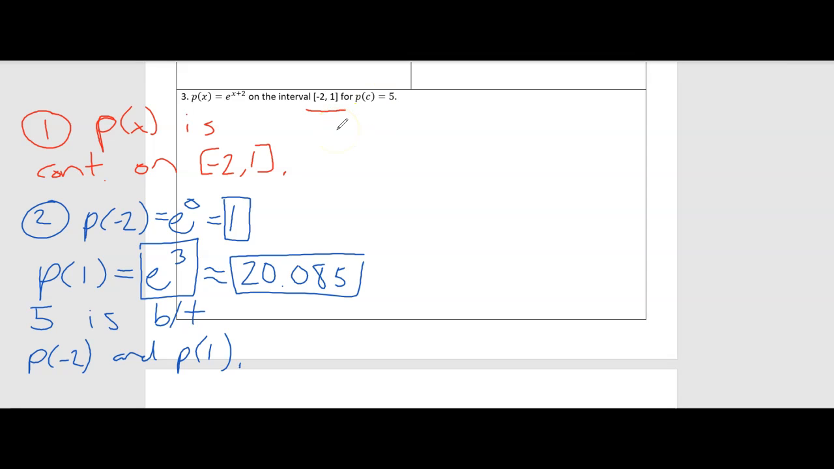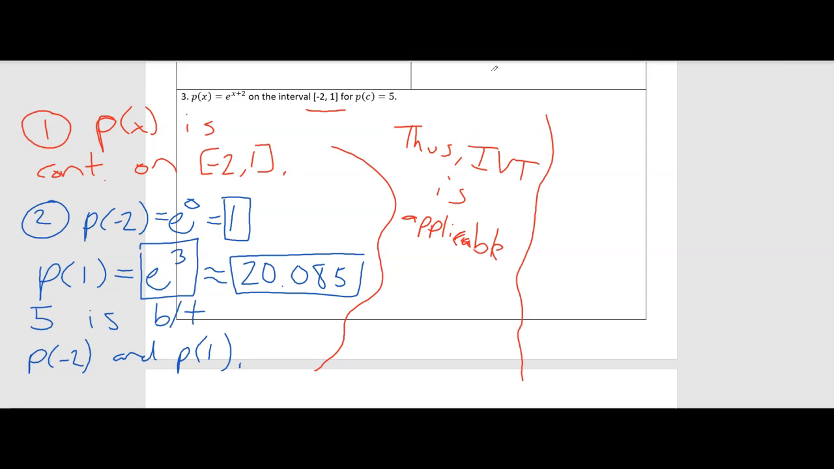Okay, so because these two initial conditions hold true, you can say, thus, IVT is applicable. And you do need to state both the initial conditions, show your work to show that they hold up, and then say that you're able to use the IVT. Once you do that, you can then focus on finding that C value, right?